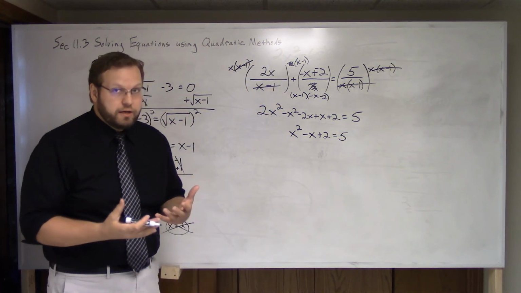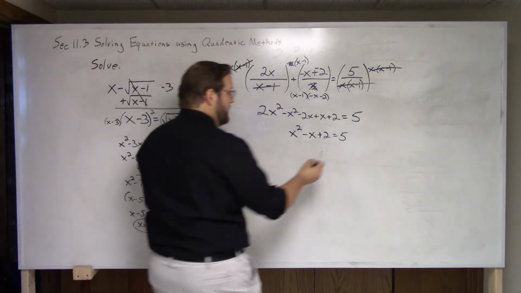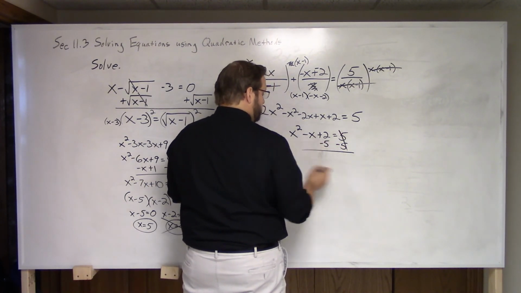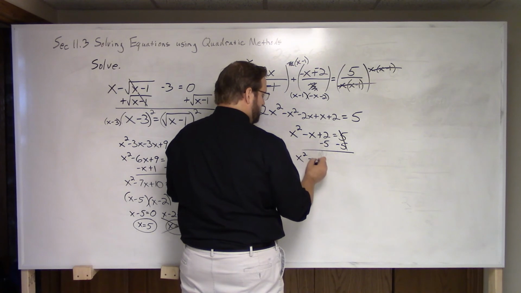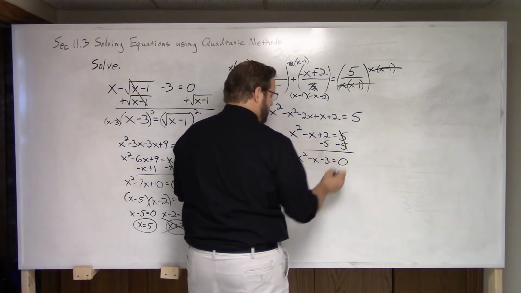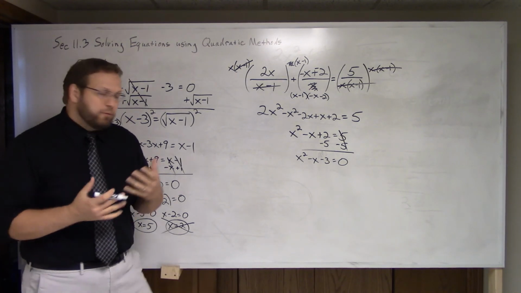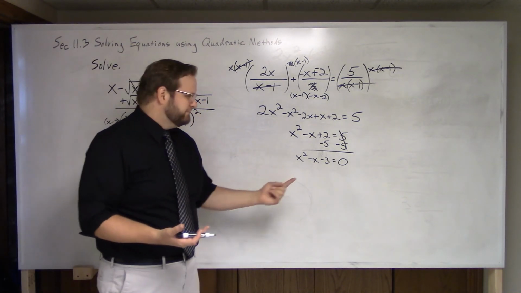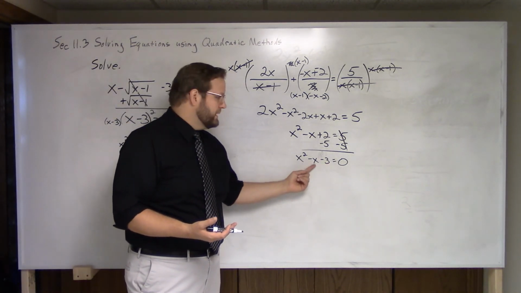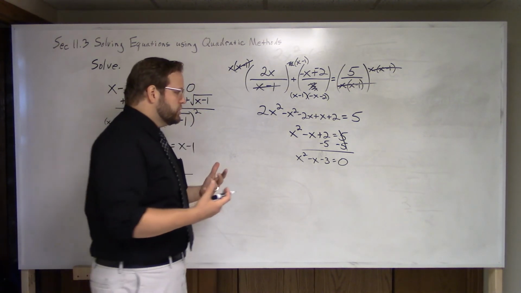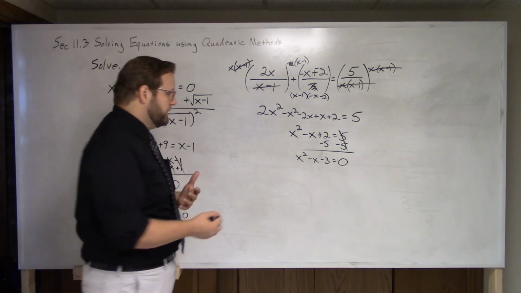Again, I have a quadratic. I'm still going to go for that 0. I'm going to subtract a 5. And we have that. Okay? Now, I would look at that and say, can I factor that? There's no way I'm going to multiply to a 3 and then combine back to a 1. There's no way I'm going to have that happen. So I'm going to go into that quadratic formula.